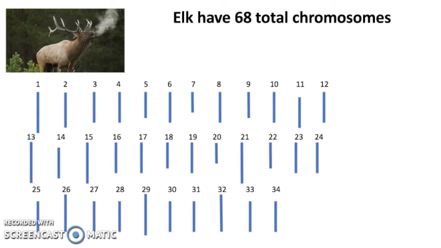With the total, we know that typically elk are diploids, so that means that if we divide that by 2, they have 34 different chromosomes, and then they are in sets of 2. So one is the maternal and one is the paternal. So now we'll start with part A.